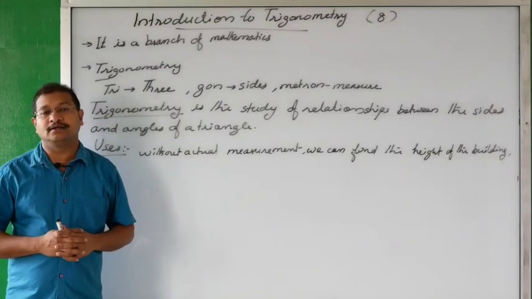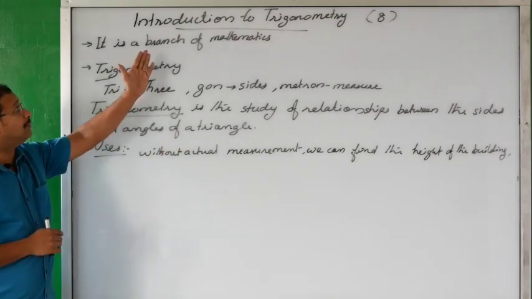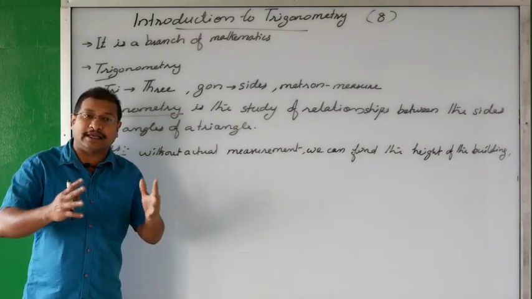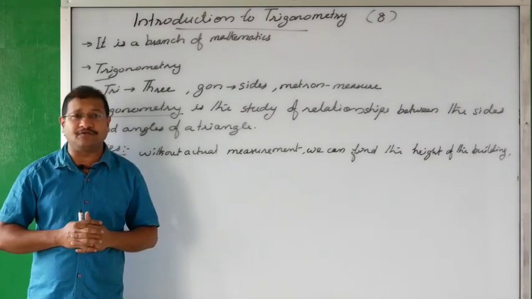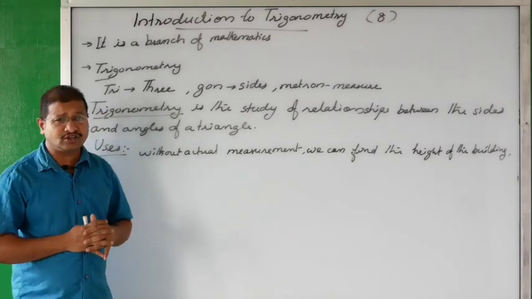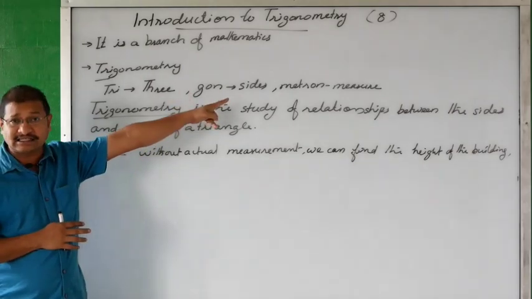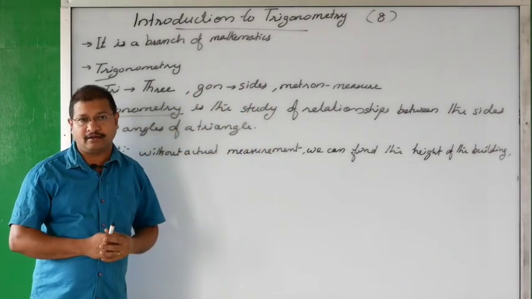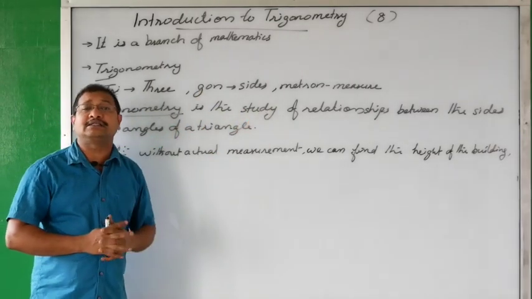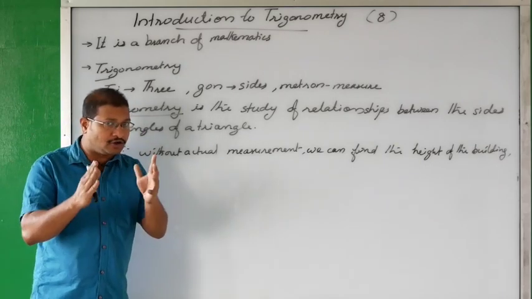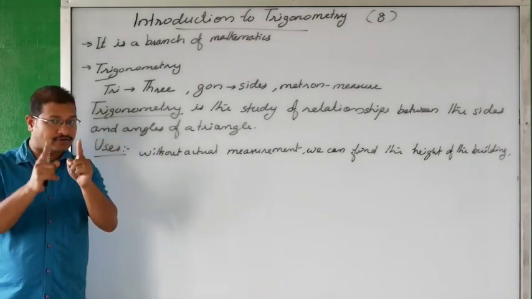Hi students, let's see class 10 trigonometry unit 8. Of course the chapter name is introduction to trigonometry, and we know that trigonometry is a branch of mathematics, and the word trigonometry is taken from three Greek words: trigonometron. Tri means three, gon means sides, metron means measurement. Now we know that trigonometry is the study of relationship between the sides and the angles of a triangle. So trigonometry is the relationship between sides and angles of a triangle.